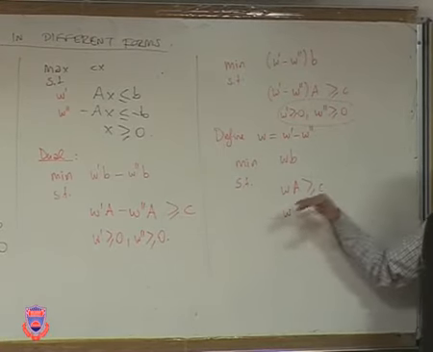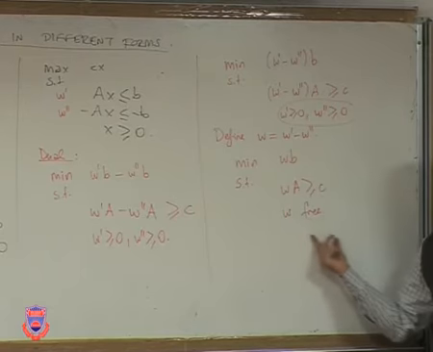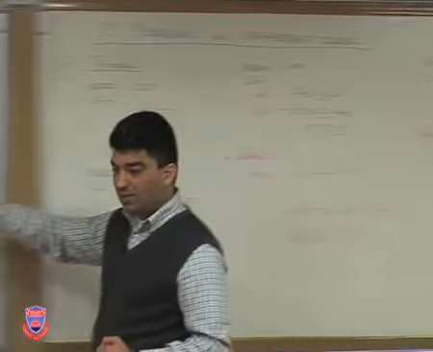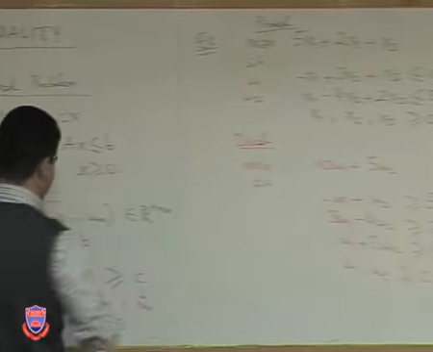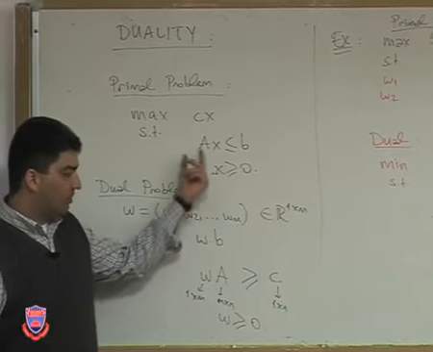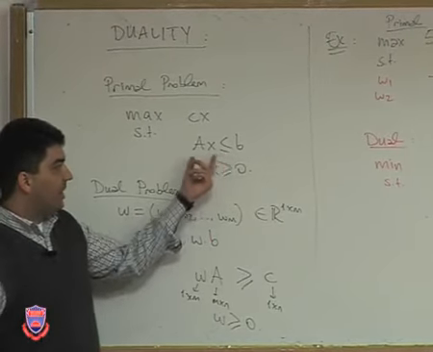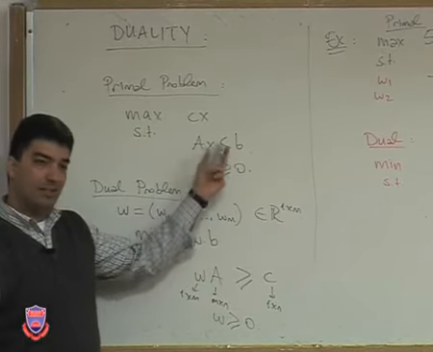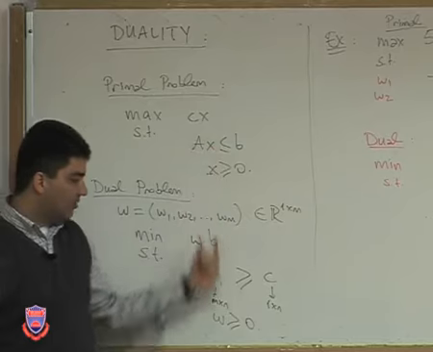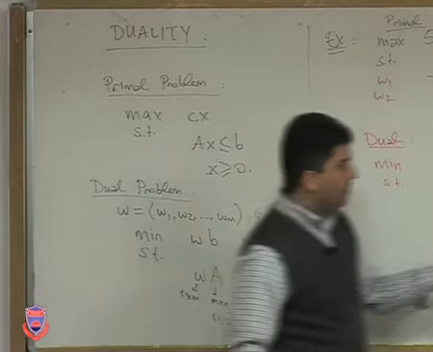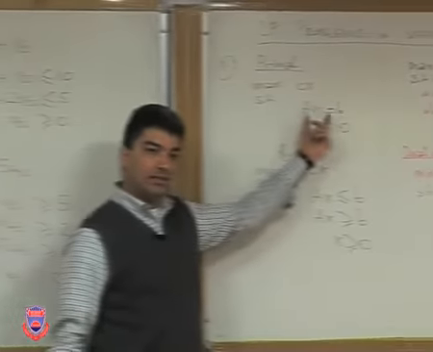Now, let me try to explain why this has to be true in general. Please pay attention, this is important. So remember, when we're deriving the dual problem, we said that I have to multiply these constraints by non-negative numbers so that the inequality does not change direction, right? That was the reason why W has to be non-negative. Whereas right here, we actually have equality constraints.